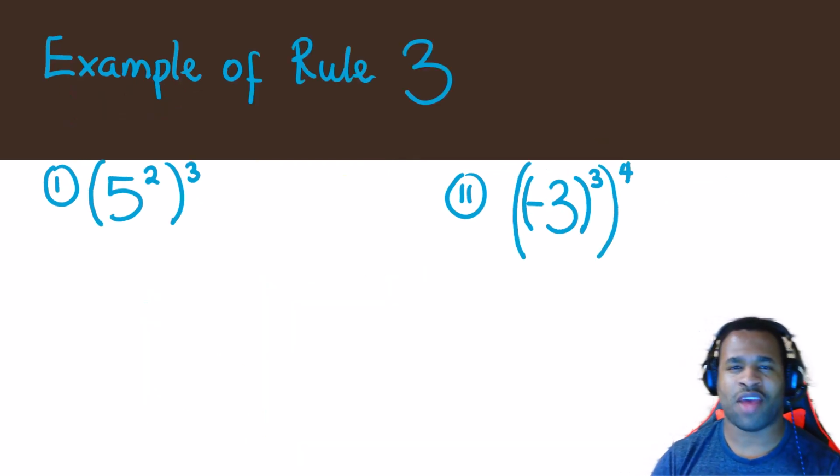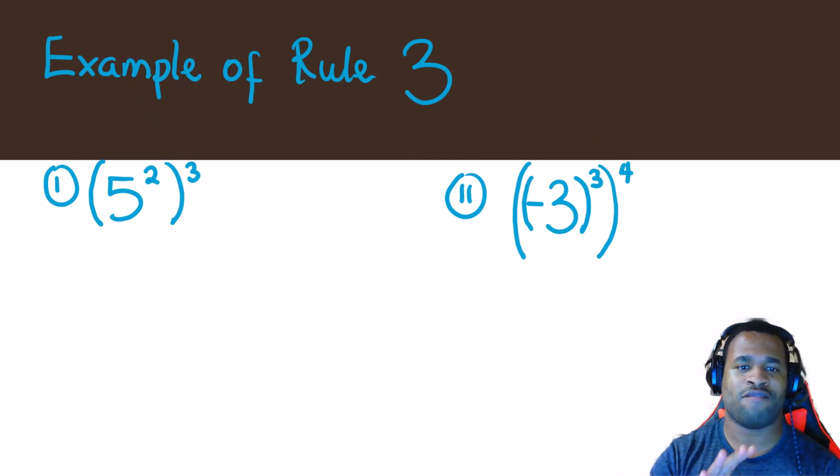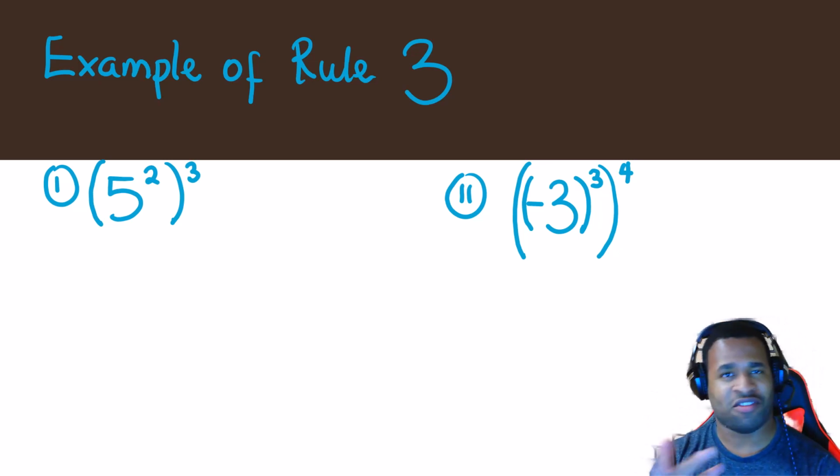Now here's an example of rule number 3, which says, for the first one, that we have 5 to the power of 2, all to the power of 3. So that is how this statement goes.